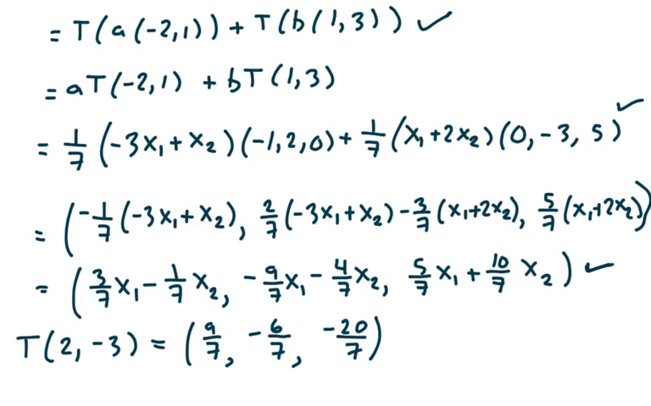But after all that work, then we can find T(2, -3). So wherever I see an x1, I'm going to put in 2. Wherever I see an x2, I'm going to put in negative 3. And when I do that, the first component should be 9/7. The second component should be negative 6/7. The third component should be negative 27. And that's how we do problem number 9 in the exam 3 review.